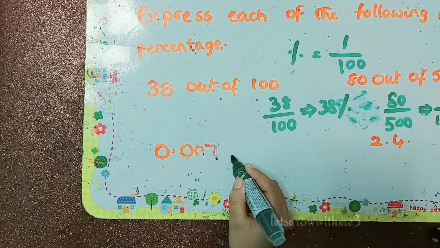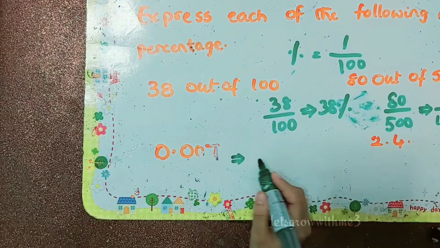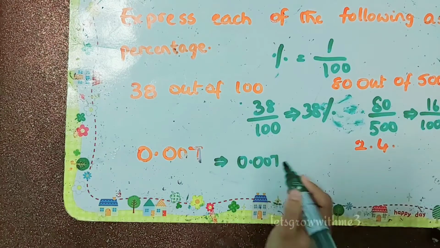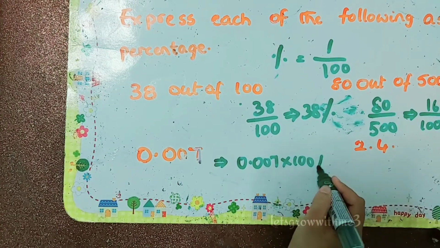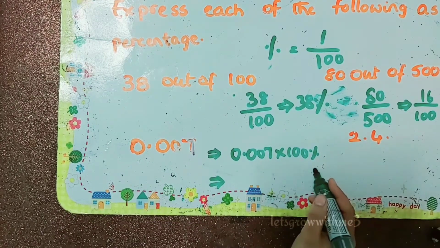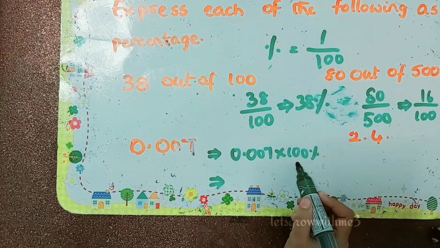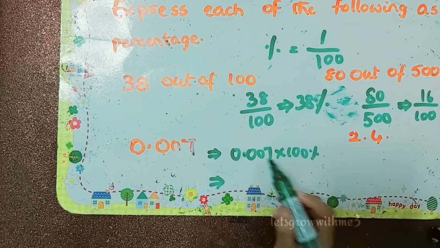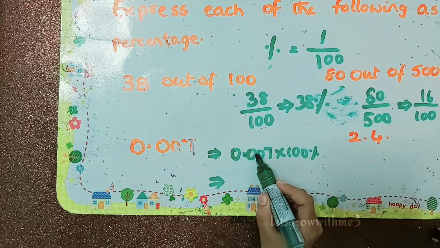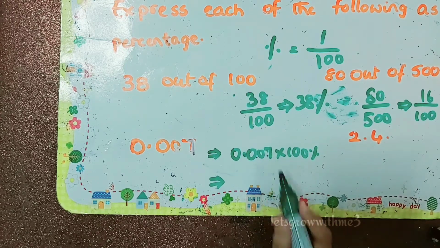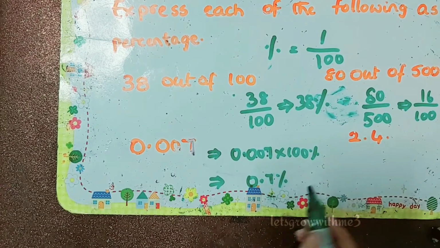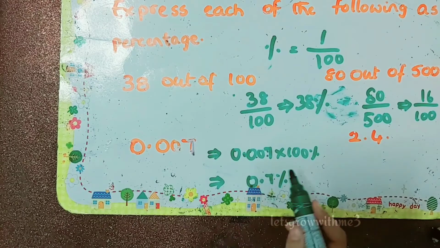Next, here I have a decimal value. How can I convert decimal values into percentage? Just multiply with 100%. So let's multiply 0.007 by 100%. Whenever you are multiplying with multiples of 10, the decimal point shifts as many places as there are zeros. Here two zeros are there, so our decimal point has to shift 2 places to the right, which is 0.7%.